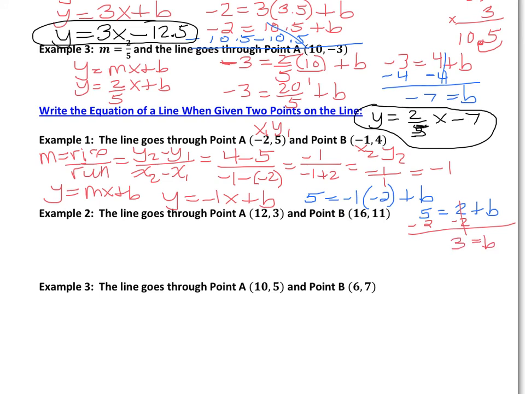So I'm going to bring that all together now, and I'm going to say y = mx + b. Our m we found to be -1, and our y-intercept is +3.